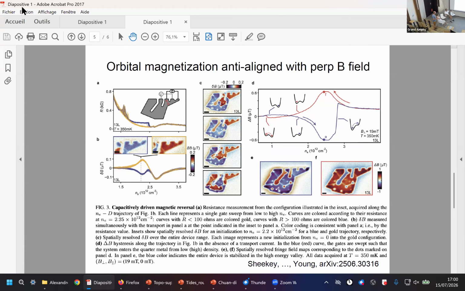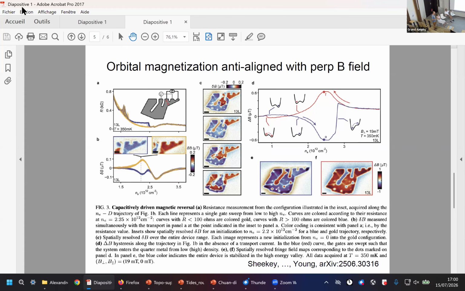So here what they show is that this double well is supposed to represent the two valleys, K and K prime. And here you first populate the favorable valley, the valley that's pointing in the same direction as the magnetic field. But then as you tune the chemical potential, the band structure changes. The blue is the way up and the red is the way down. Yes, then it's unstable, but it stays for a while and then suddenly you realize.